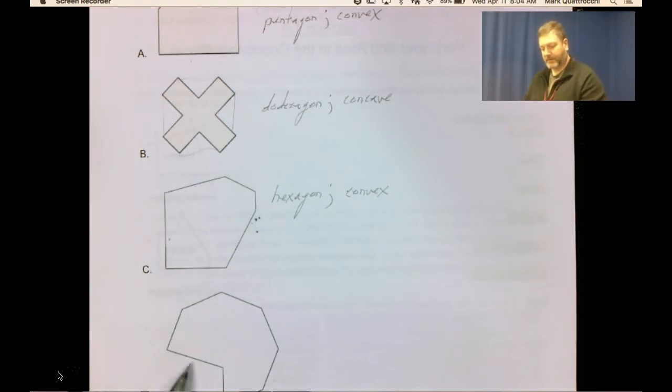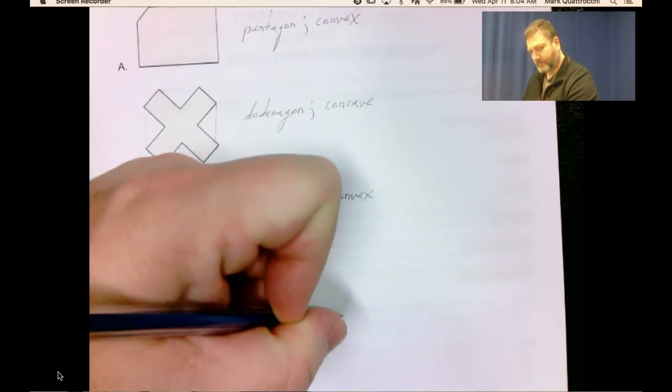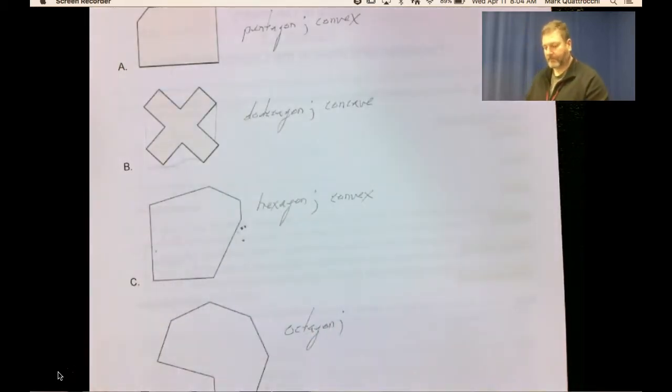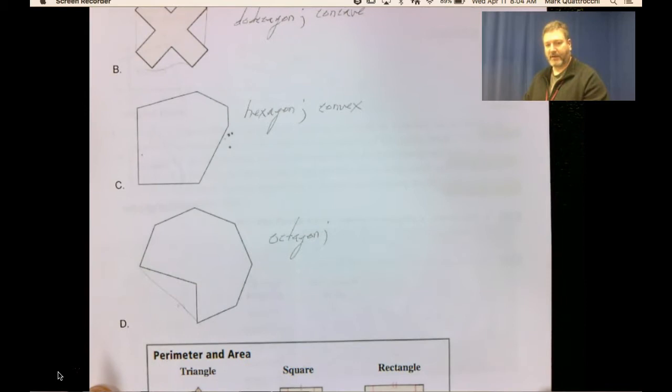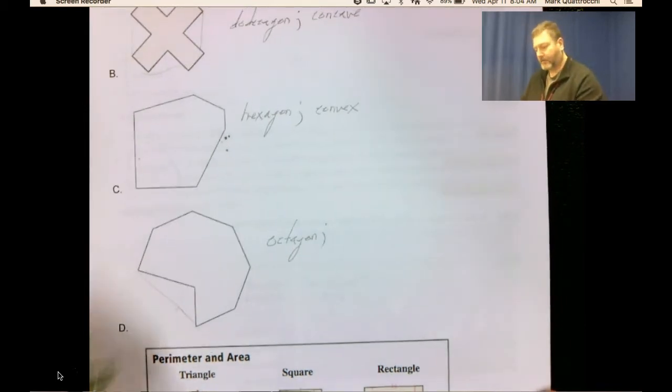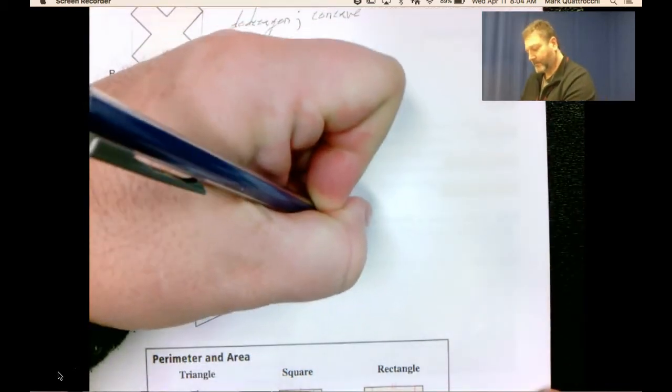Count sides here. 1, 2, 3, 4, 5, 6, 7, 8, making this an octagon. And again, we have a diagonal that is outside of the polygon, which makes it concave.